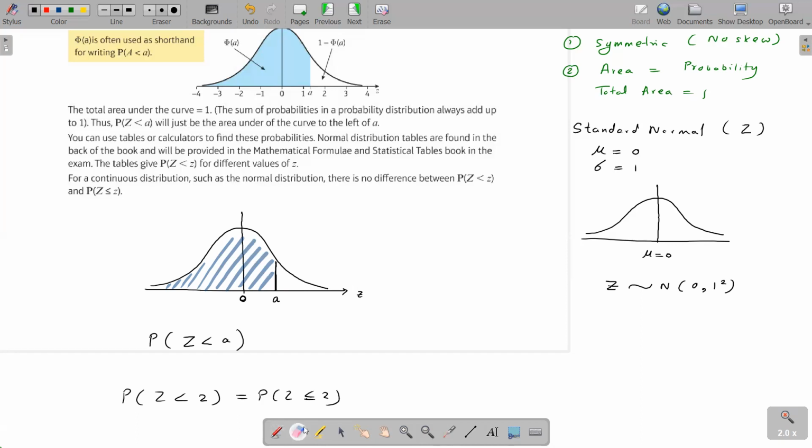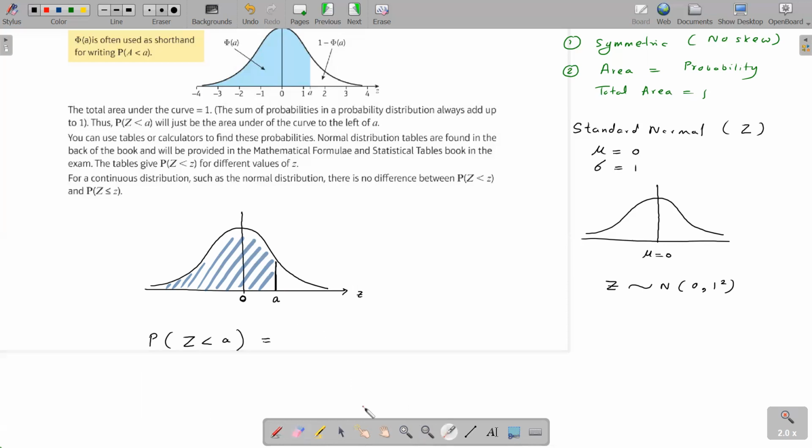This is one important property that you need to remember about continuous distributions. You can only use it in continuous; it will not work for discrete. So whether it is less than A or less than or equal to A doesn't make an impact here. They're both the same for continuous.